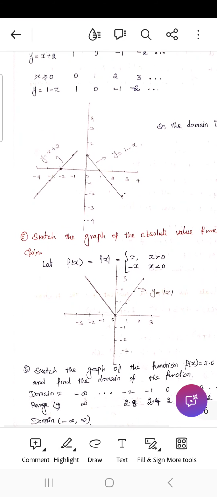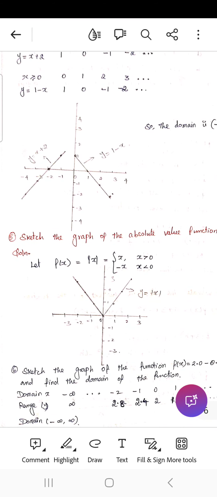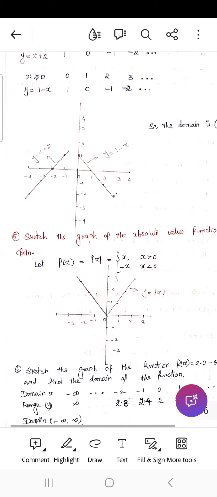Next, sketch the graph of the absolute value function. f of x equal to mod x means, for x greater than 0, mod x equal to x, and for x less than 0, mod x equal to minus x. We will draw the graph for f of x equal to x for x greater than 0, and minus x for x less than 0. Thank you.